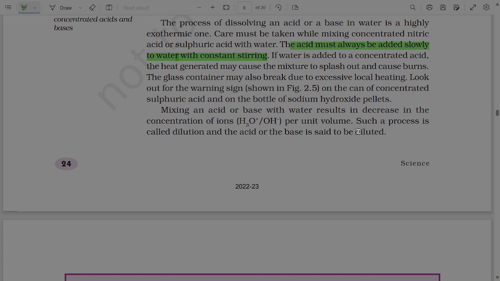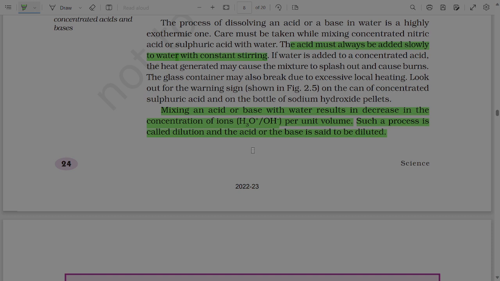Mixing an acid or base with water results in a decrease of the concentration of ions, H3O plus or hydronium ion and OH minus or hydroxide ion, per unit volume. This point is to be noted. Such a process is called dilution, and the acid or base is said to be diluted. We have used the terms diluted sulfuric acid and diluted sodium hydroxide in the previous activities. So this is the explanation for this. Diluted hydrochloric acid means the acid is in water.